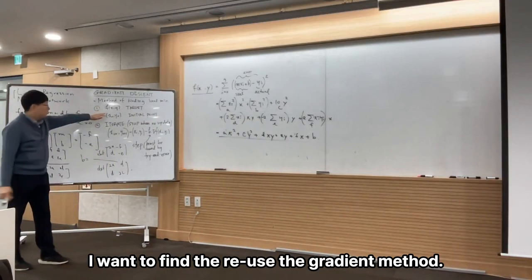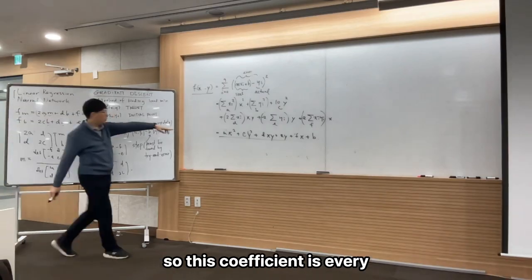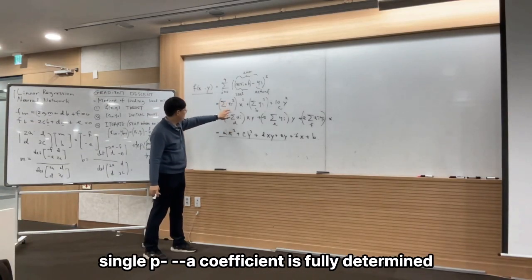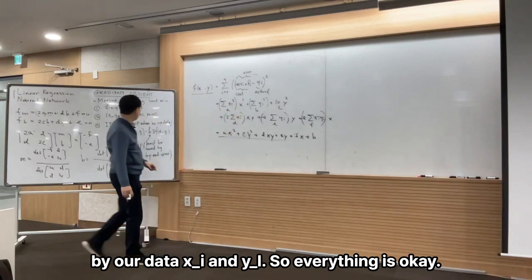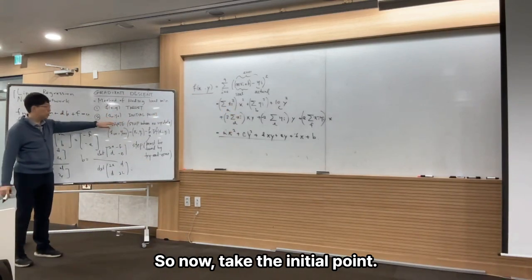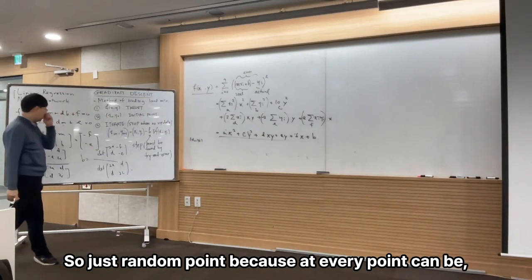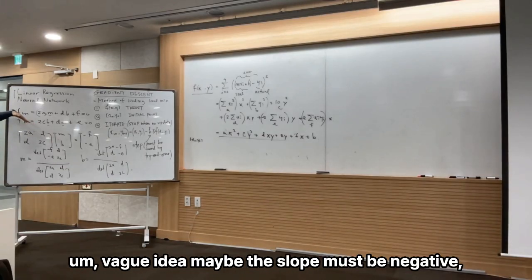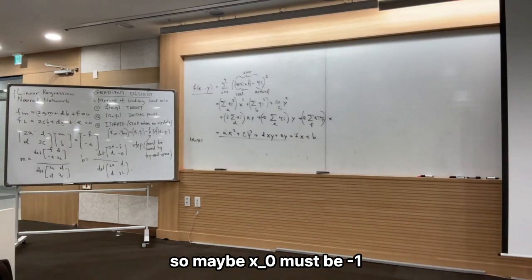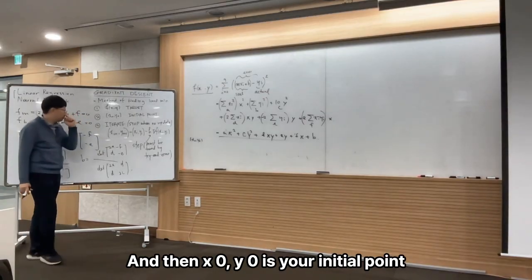I want to use the gradient method. First, the target is set. The coefficients are fully determined by our data xi and yi. So now take the initial point, a random point, because at every point it can be possible, but you can start with your vague idea. Maybe the slope must be negative, so maybe x0 must be -1, and for y0 you can just eyeball where the y-intercept could be. Then x0, y0 is your initial point, and iterate this.